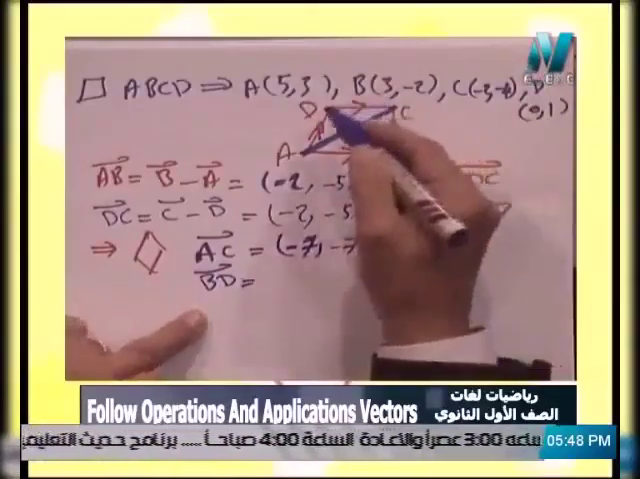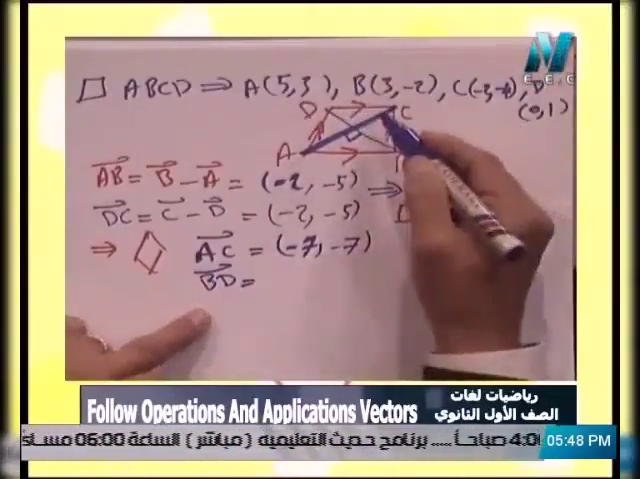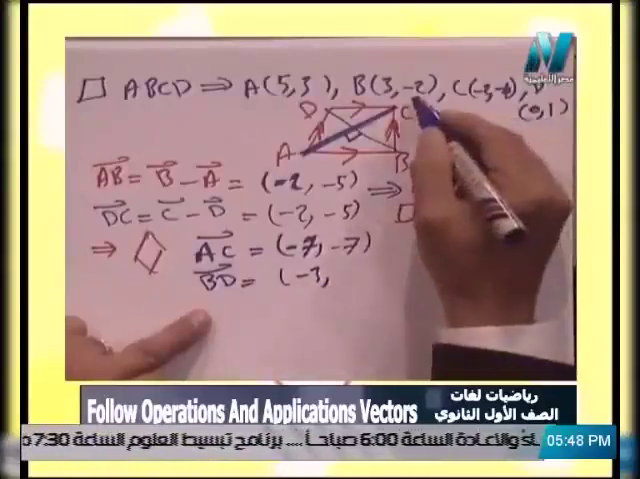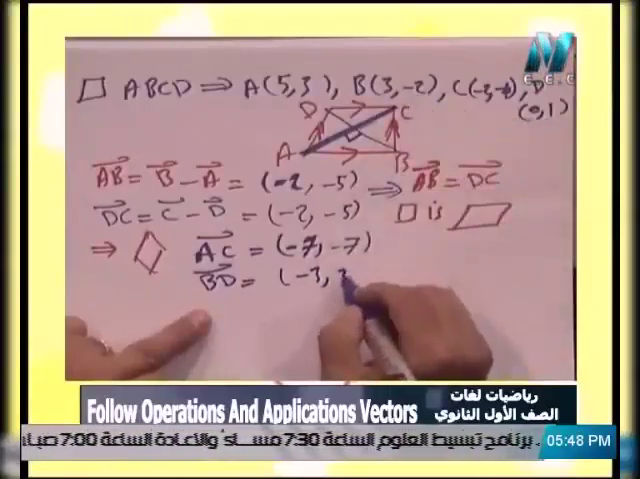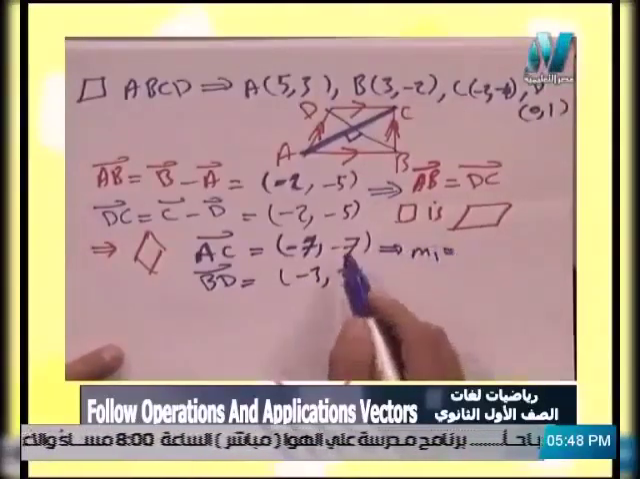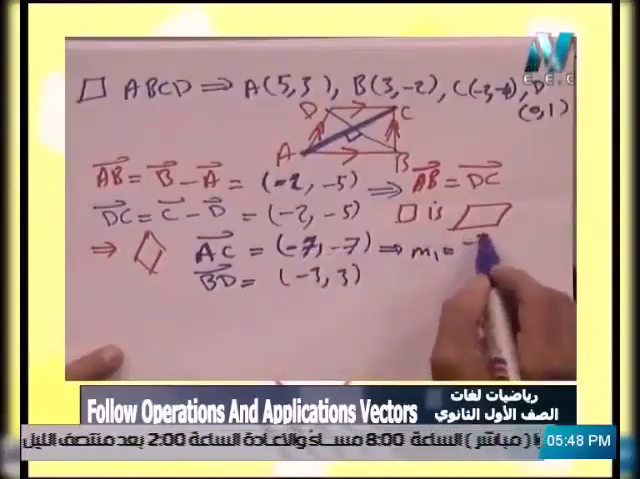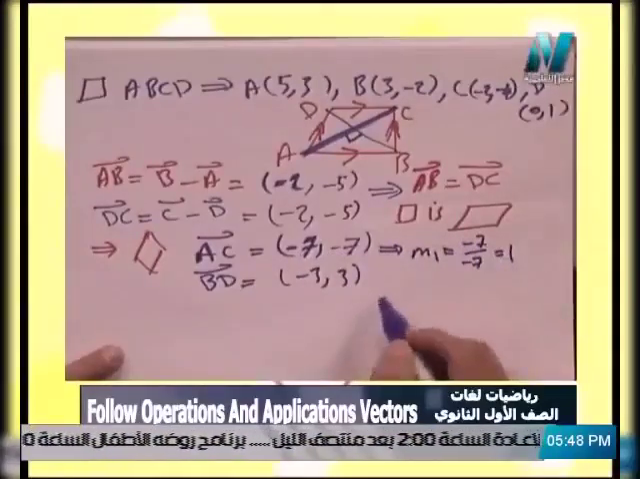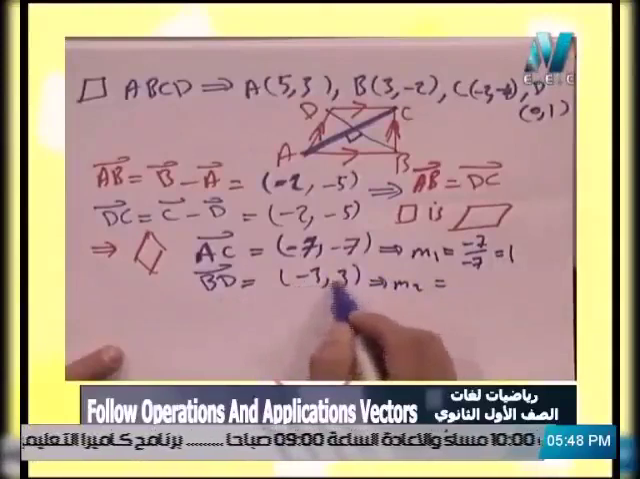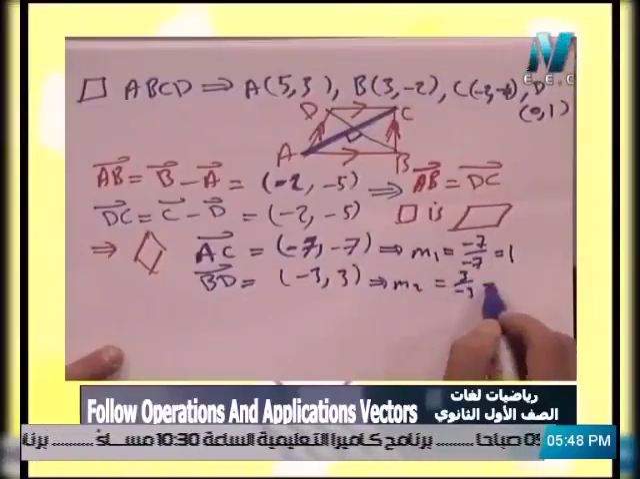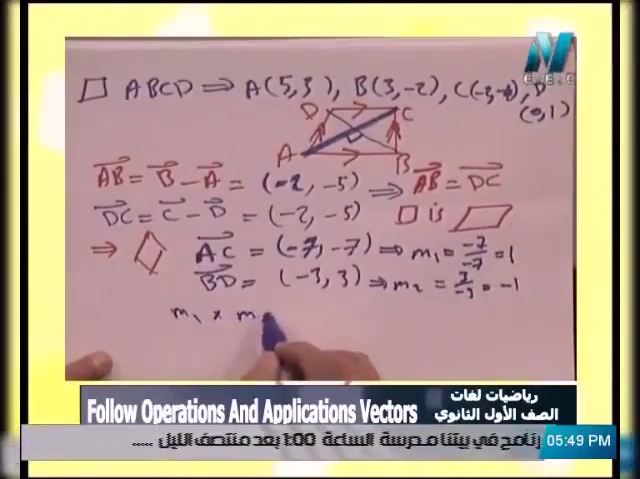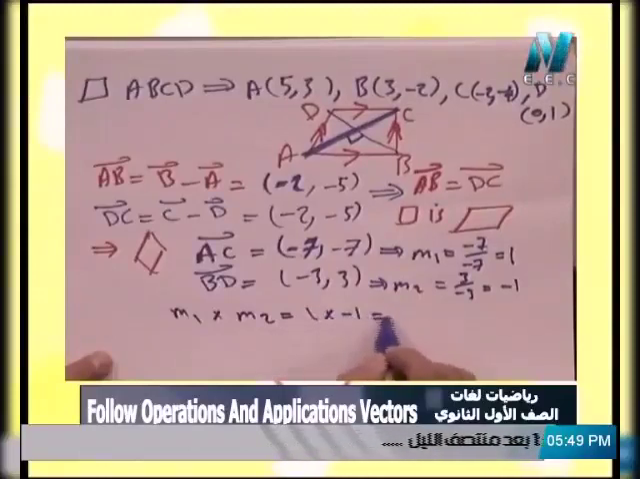The vector BD is D minus B: 0 minus 3 equals negative 3, and 1 minus negative 2 equals 3. The slope of the first one equals y over x, which is negative 7 over negative 7, which is 1. The slope of this vector equals y over x, which is 3 over negative 3, equals negative 1. So when we multiply m1 by m2, it's 1 times negative 1, so it's negative 1.